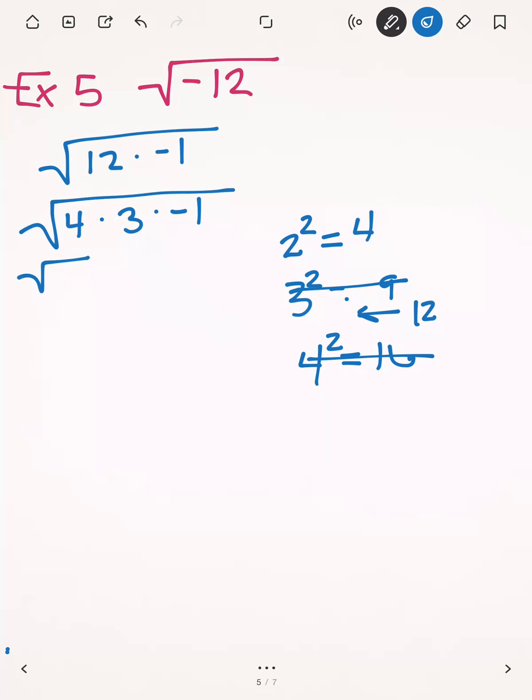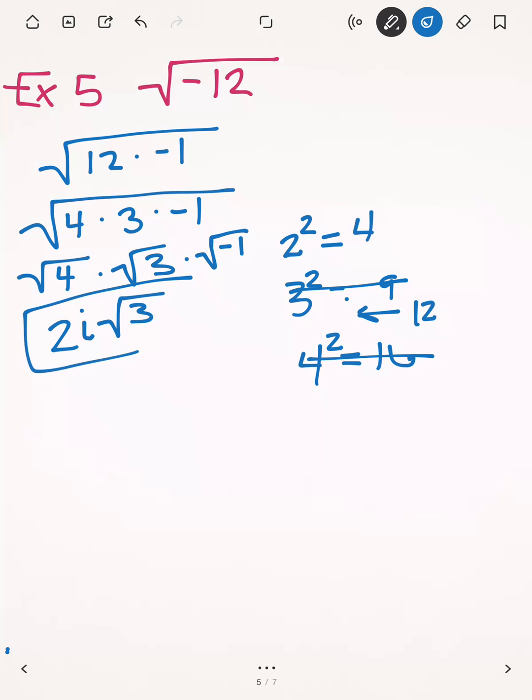So then I take the square root of 4 times the square root of 3 times the square root of negative 1. The square root of 4 is 2. We cannot simplify the square root of 3. And then the square root of negative 1 is i, and we write that next to the 2 in front of the radical so we don't get it confused for being under the radical. So my answer is 2i rad 3.